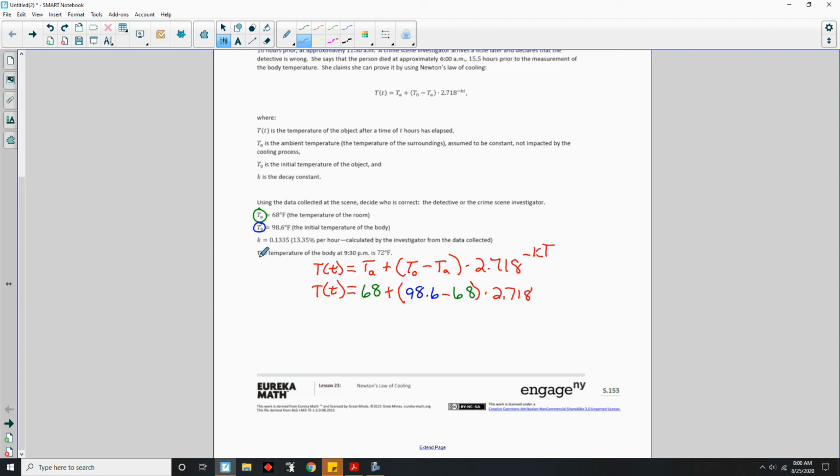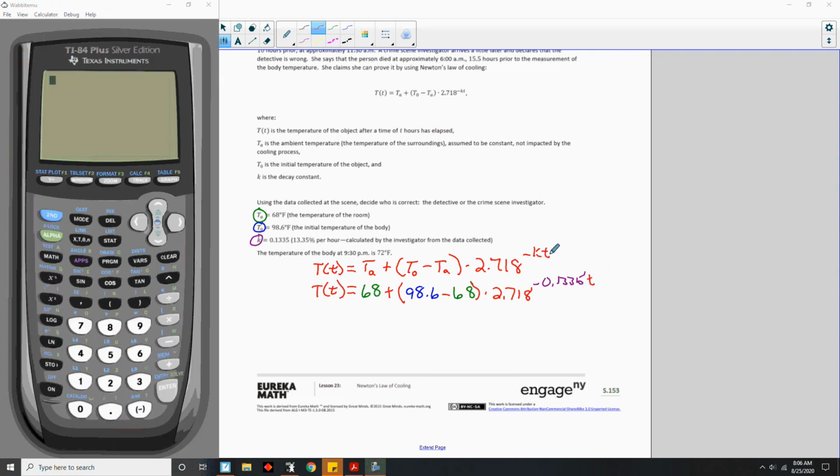All right, so our k is 0.1335. So I'm going to write negative 0.1335 for my k, and then lowercase t. Okay, so I made one small mistake. I had a capital T here. It's lowercase t.